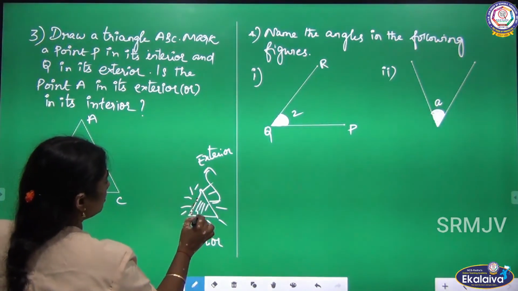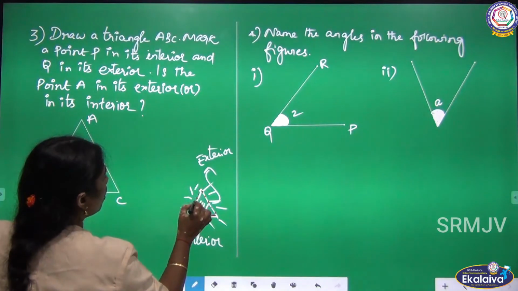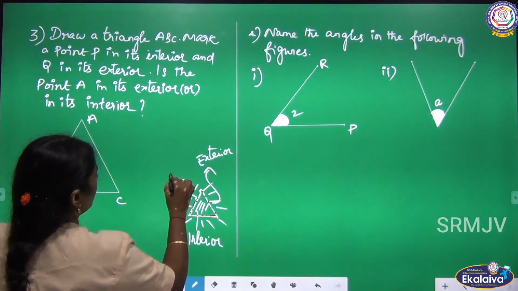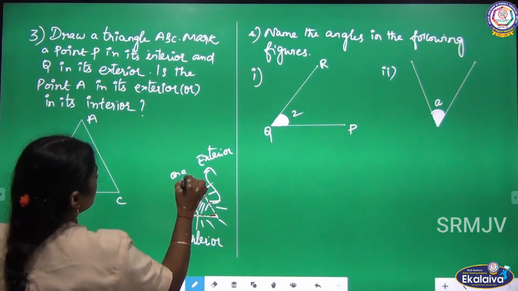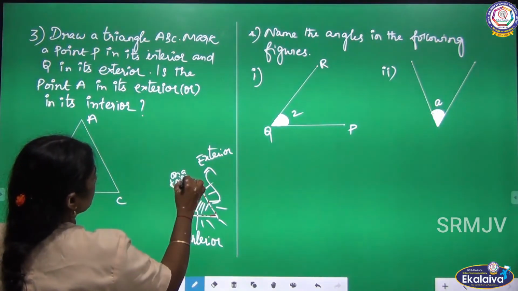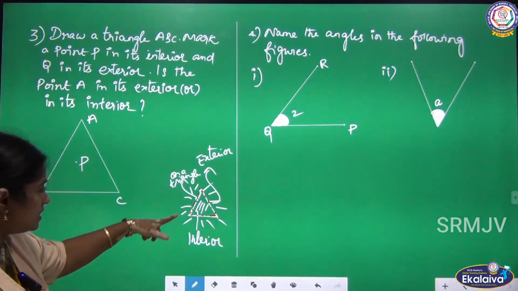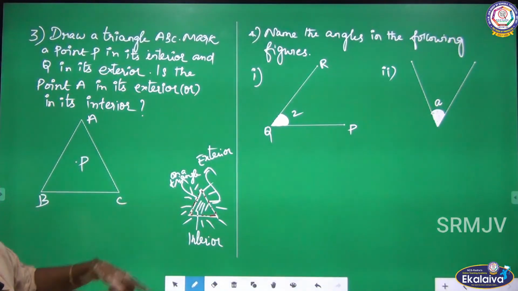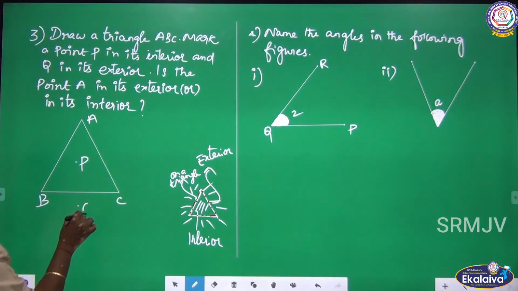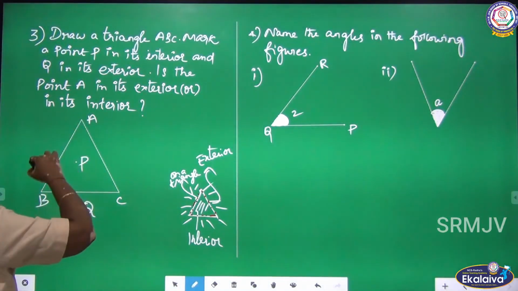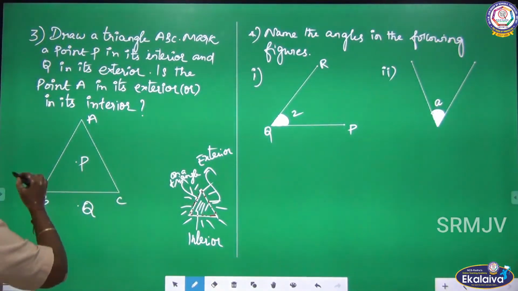Suppose I keep the dot here, on the triangle. What is this? This is on the triangle. So this is a difference. Interior, exterior, and what is lying on the line segment means it is on the triangle. So Q exterior means I can keep Q here, or here, or here, because exterior means I can cover all these places.